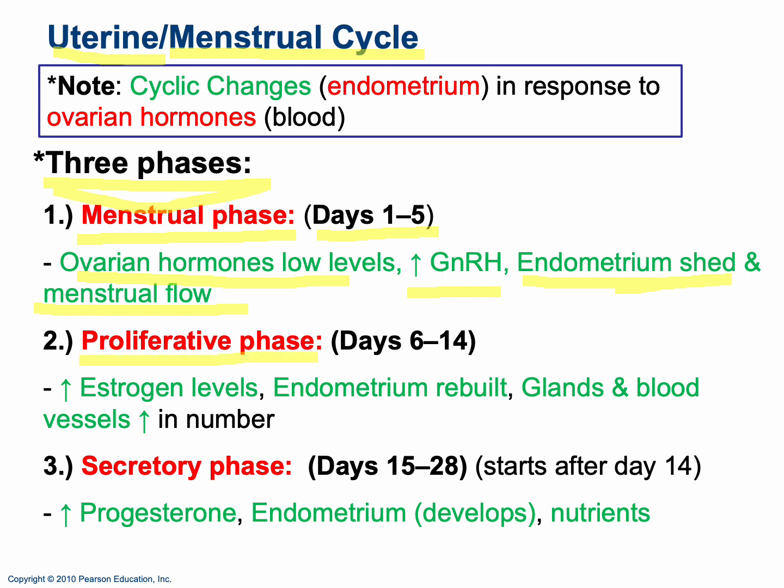The second phase of the menstrual cycle is known as the proliferative phase. This is going to be days 6 through 14. During this time frame, estrogen levels increase significantly. We start to rebuild the endometrium, and glands and blood vessels start to increase in number.